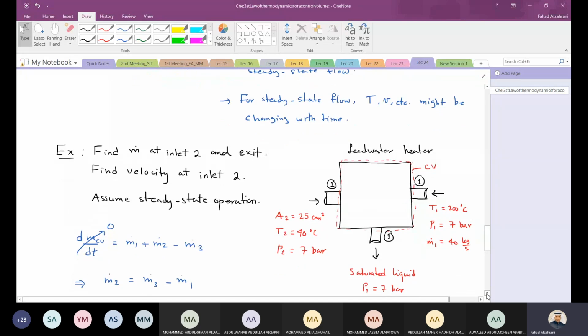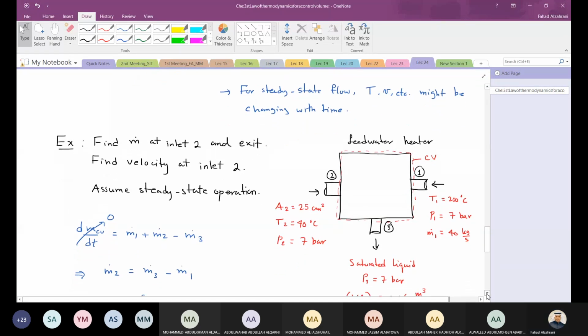So this is 0, so I can find M dot 2 equals M dot 3 minus M dot 1, because they're requiring M dot at inlet 2 and at the exit. So what's missing here and what's given? I have M dot 1 given, right? What's missing? This is missing and this is missing.